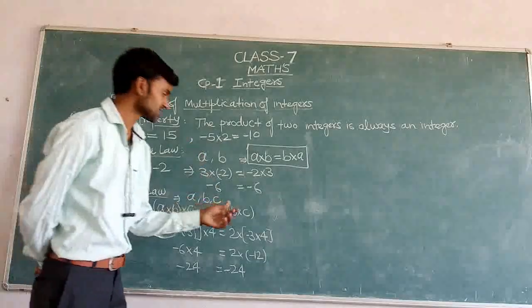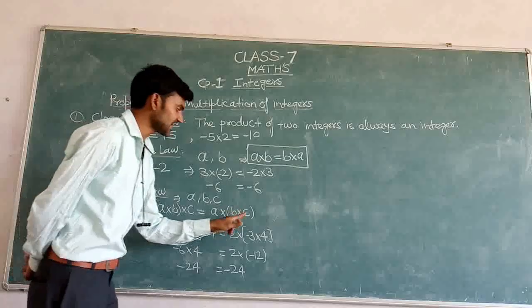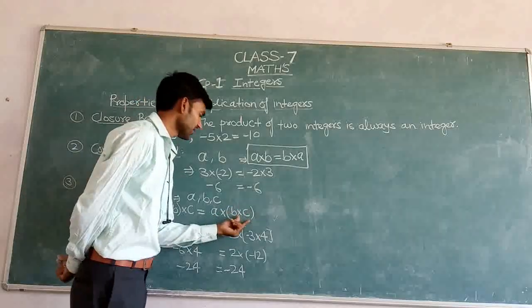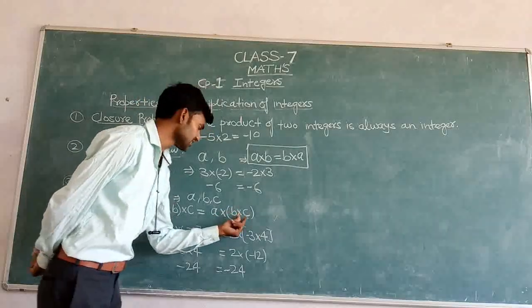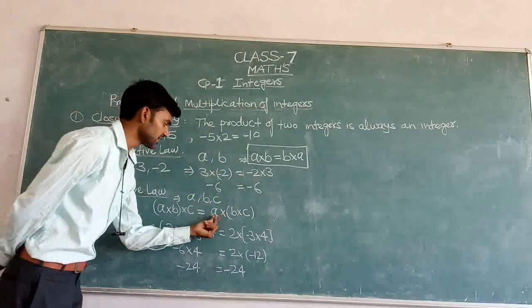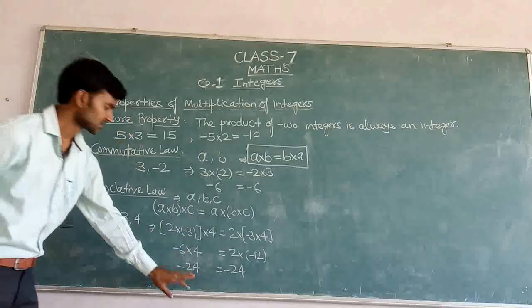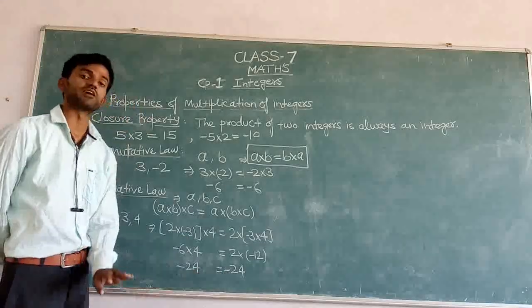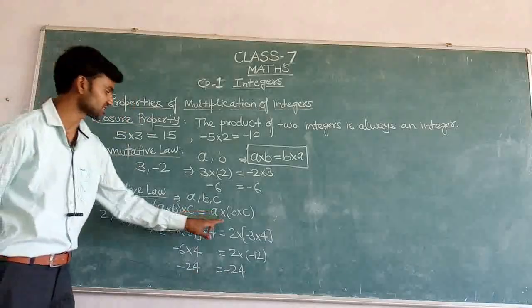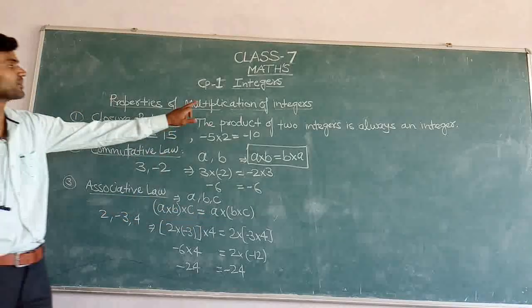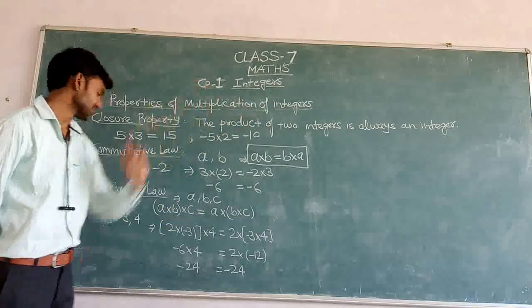In the other case, when we multiply the second and third integers and find the result, and that result is multiplied by the first integer, in both conditions the results are the same. This property is called the associative law of multiplication of integers.